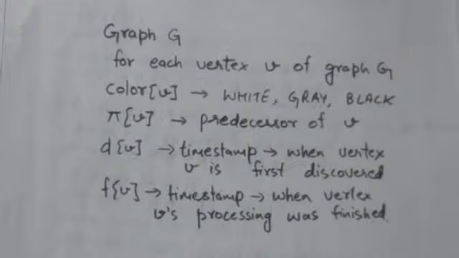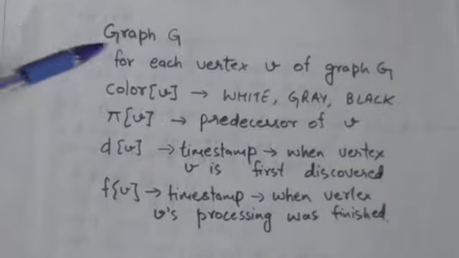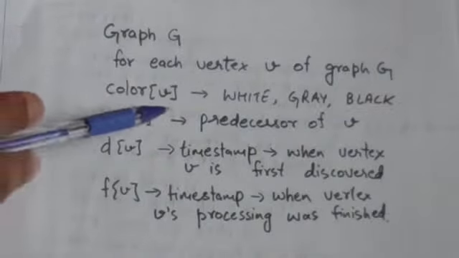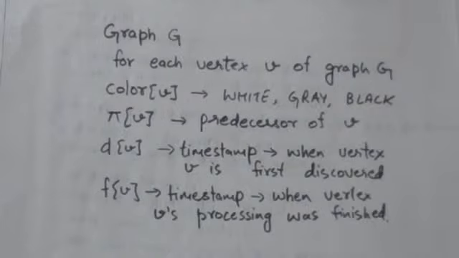White color shows that the vertex has not been discovered. Gray color shows that the vertex has been discovered and it is being processed, right? And black color shows that the vertex has been processed, right? Second variable is pi v, right? It stores the predecessor of vertex v, right?